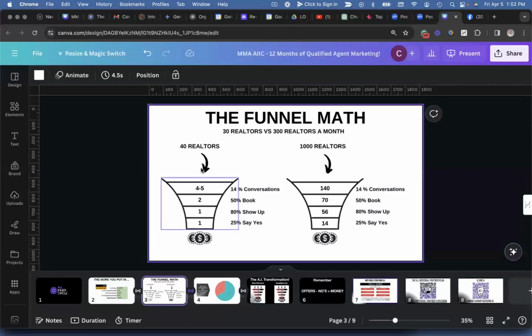So what we do is we take all of the qualified realtors, including the list of the referral partners that you've done business with in the last 2 years that you've fallen off with.